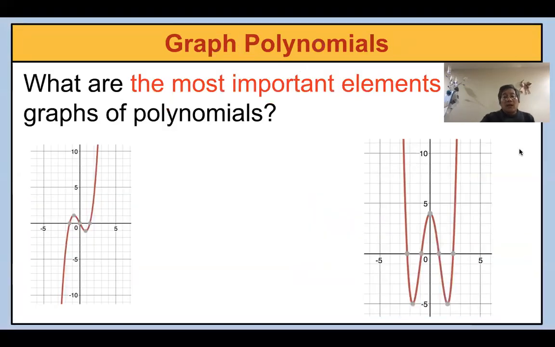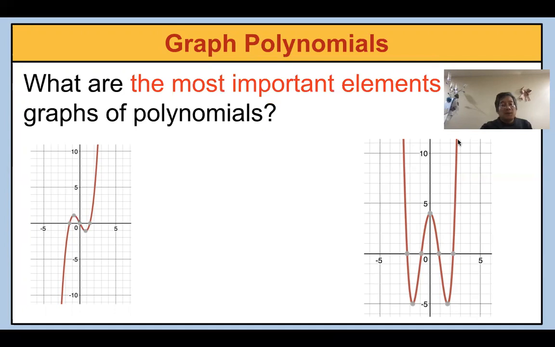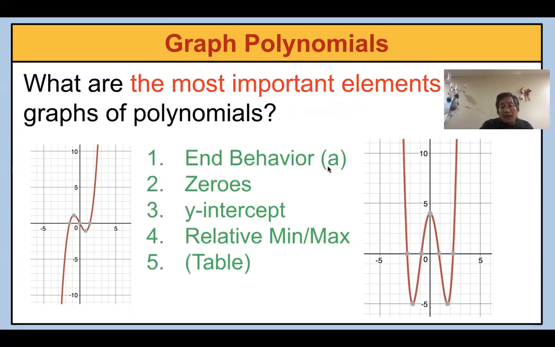So what are the most important elements when you graph a polynomial function? Can you think about it? What are the most important elements? So first, about 5 things. But the most important are 4 elements. You are going to find the 4 elements. But here I can say 5 things, which is end behavior. You know end behavior, right?